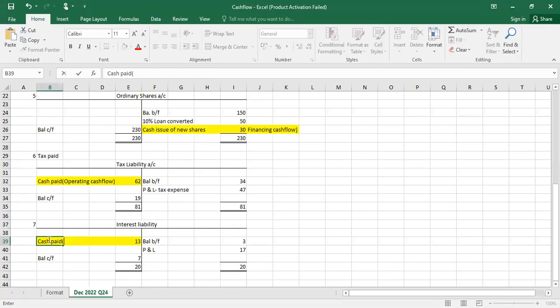So later for the statement of cash flow, this, like the taxation, we will adjust for under the operating cash flows.